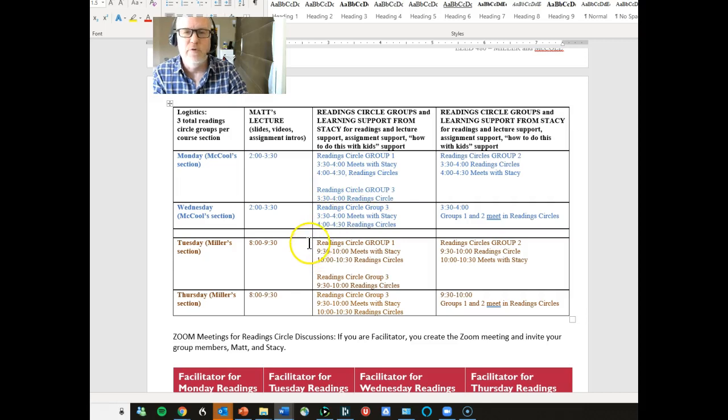The same is true for Tuesday, except it's just different times. If you're group 1, 9:30, you will meet with Stacy, 10 o'clock reading circles. And again, facilitators need to send that invitation for their reading circles, and Stacy will send the invitation for her meeting with you. Group 2 it flips, so reading circles at 9:30 and Stacy at 10. Facilitators send that invite, then Stacy sends the invite for 10. Group 3, 9:30 to 10, just reading circles with facilitators sending that invitation. And group 3 will meet with Stacy at 9:30 in the morning the following Thursday.